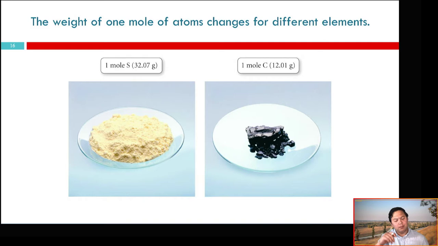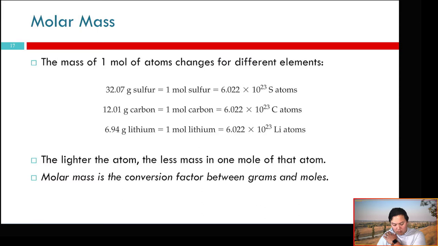So we have sulfur, which has an atomic mass of 32.07, and that's 1 mole of sulfur. But carbon only has an atomic mass of 12.01. So 1 mole of carbon weighs much less, weighs 20 grams less. So the mass of 1 mole of atoms changes for different elements.